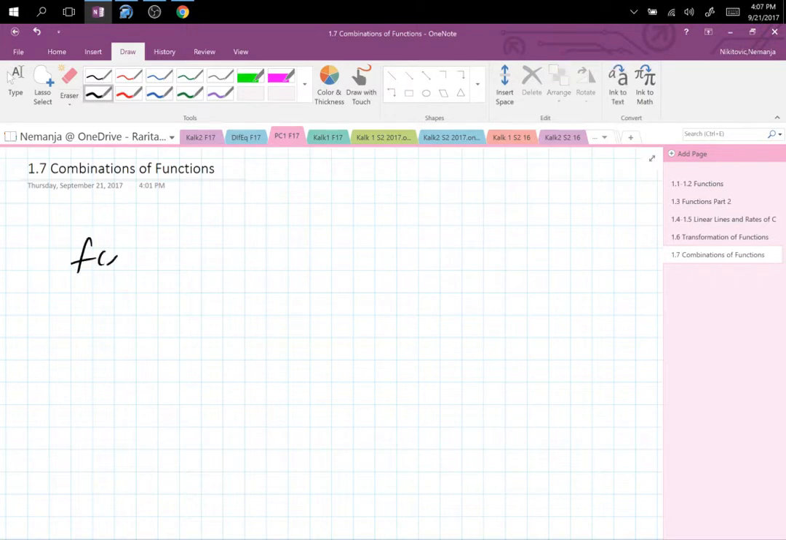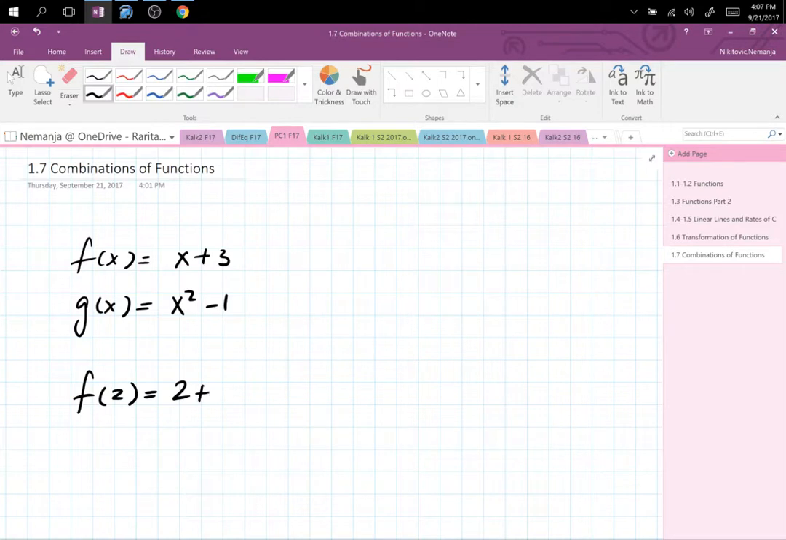Say your function f of x is simply x plus 3. And say g of x is maybe x squared minus 1. So my question now is, how much is f of 2? Well, you will say 2 plus 3 is 5. Very good. And how much is g of 2? 3. Very good. All right.